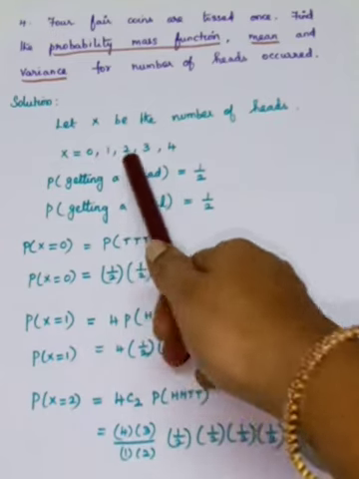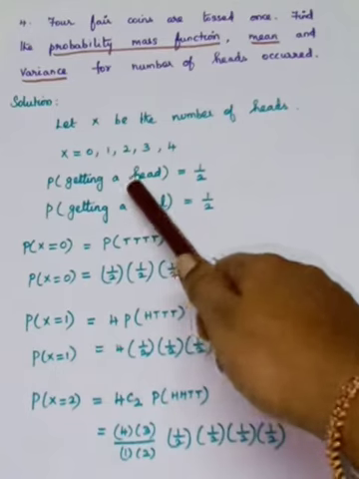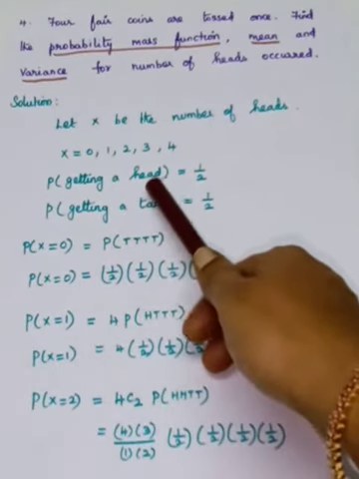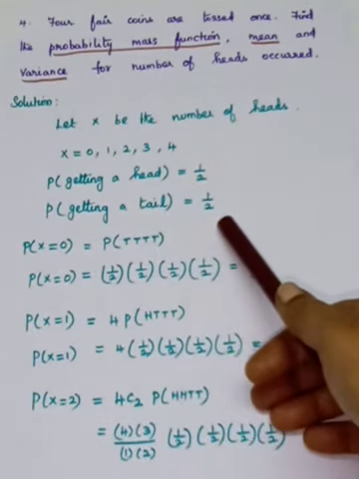Next, in the same way, among the 4 coins, you can get 2 heads, 3 heads, or 4 heads. All the 4 coins having head means your x value is 4. So x takes values 0, 1, 2, 3, 4. For a single coin, the probability of getting a head is 1 by 2, and the probability of getting a tail is 1 by 2.